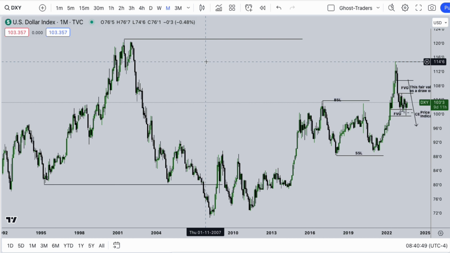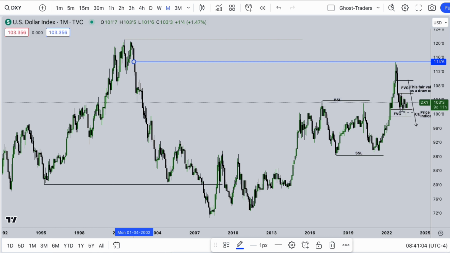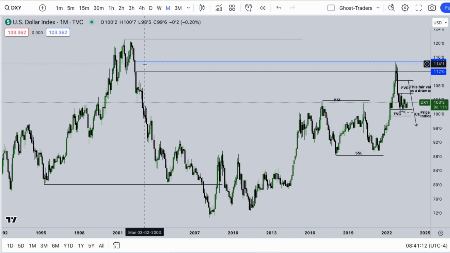So what we want to see here is price pushing up and getting to a certain level where we have this fair value gap here. There's the fair value gap here. We have a fair value gap at this level here, and if you look here, this is also a fair value gap. Let me just mark it. So this is the fair value gap here.